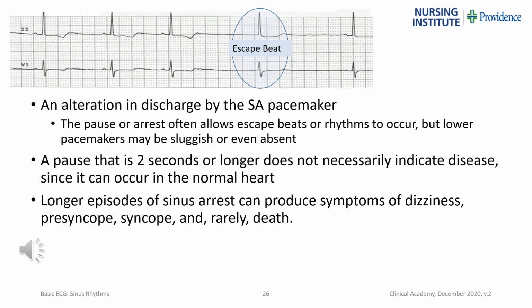The strip at the top of the page shows an escape beat. You can see that there was a pause or an arrest, and that often allows for an escape beat or rhythm to occur. But these lower pacemakers can be sluggish if they're coming from the junction or from the ventricle. They can be sluggish or even absent. A pause that is 2 seconds or longer does not necessarily indicate disease, since it can occur in the normal heart. But the longer episodes of sinus arrest can produce some serious signs and symptoms like dizziness, presyncope, syncope, and sometimes sudden death.